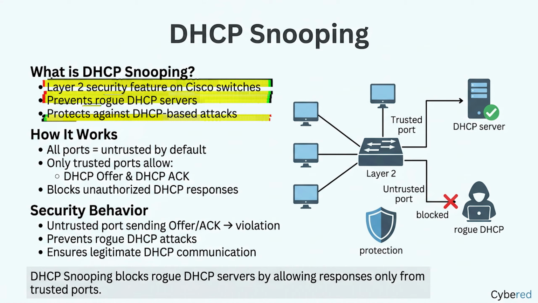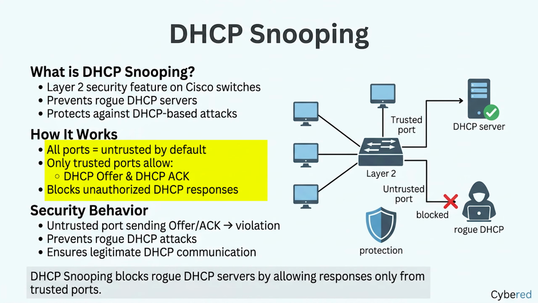DHCP Snooping is a layer 2 security feature on Cisco switches used to prevent rogue DHCP servers and DHCP based attacks. Instead of relying on MAC addresses, it works by classifying ports as trusted or untrusted and controlling which DHCP messages are allowed.